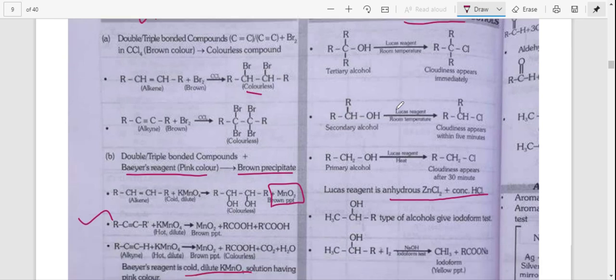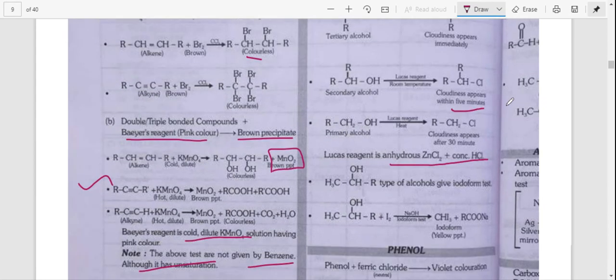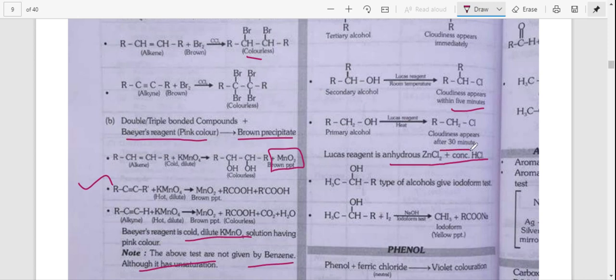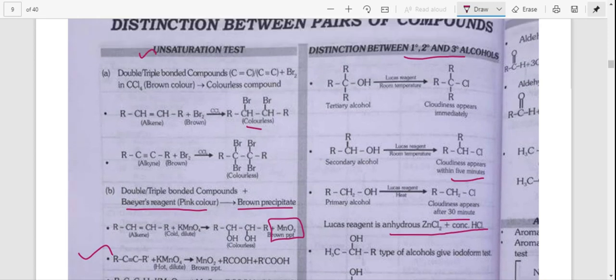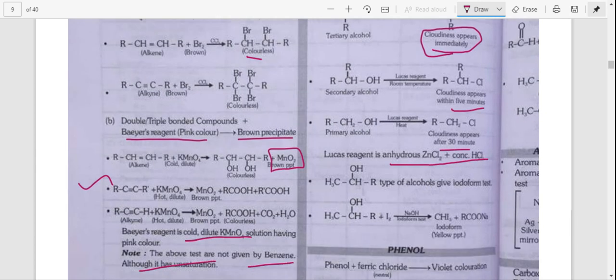Then if you treat secondary alcohol, cloudiness appears within 5 minutes. So that is the secondary alcohol. And for primary alcohol, the cloudiness appears only after a long time. So with Lucas reagent, tertiary alcohol will give cloudiness immediately. So the quick reaction is given by tertiary alcohol, and primary alcohol does not give cloudiness at room temperature. You can remember it like that.